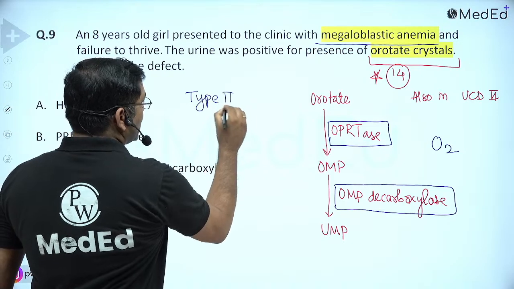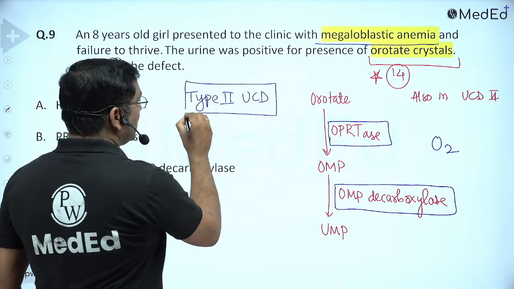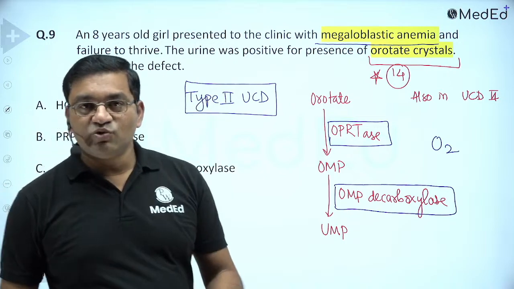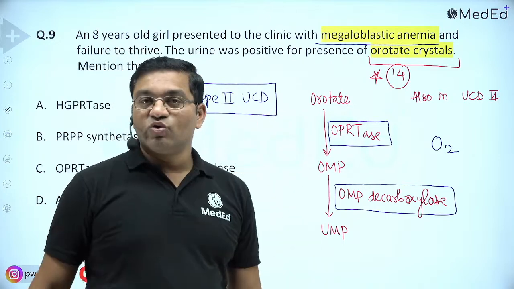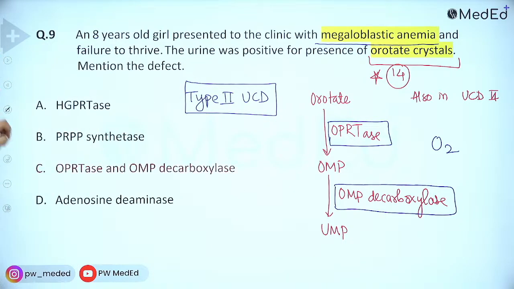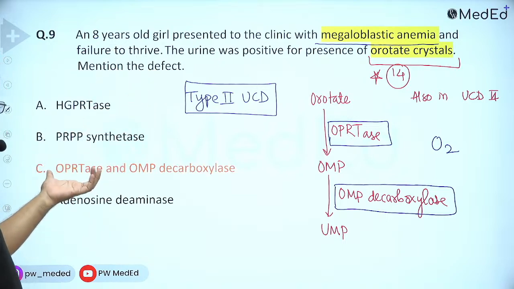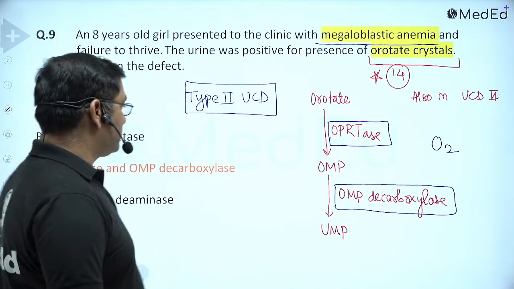Type 2 urea cycle disorder, that is hyperammonemia type 2, due to ornithine transcarbamylase defect, there is excretion of orotate in the urine. Okay. So this is orotic aciduria. The deficient enzymes are OPRTase and OMP decarboxylase.